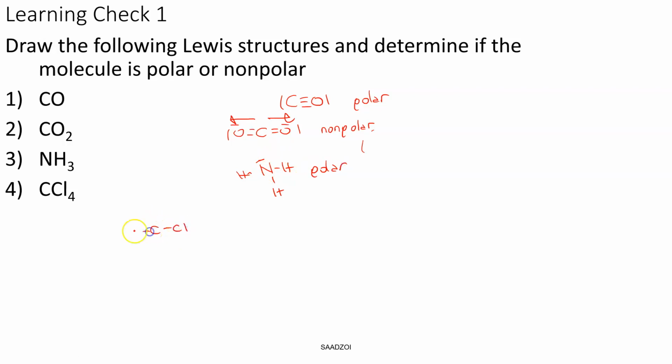CCl4, put all your atoms down, count your correct number of valence electrons. Voila, symmetrical. Cancels out. All electronegativities cancel out, so this is going to be nonpolar.